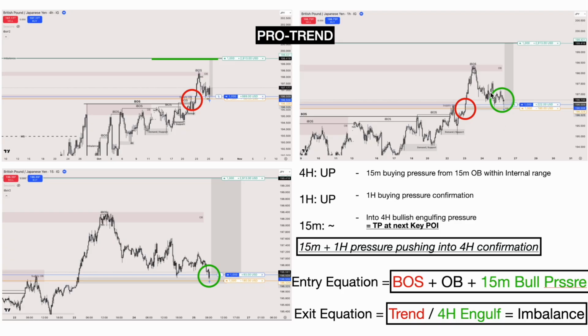As price comes down, we can see a bit more clearly where price swept liquidity, gave this strange indecisive confirmation with the gap, weekend gap, came up, showed multiple indecision dojis, and then fell afterwards to our key institutional point of interest. From this institutional point of interest, we then see an entry where 15-minute bullish pressure pushes into the 1 hour bullish pressure, which pushes into 4 hour confirmation, and we're continuing with the trend. And our take profit is at the next key point of interest.